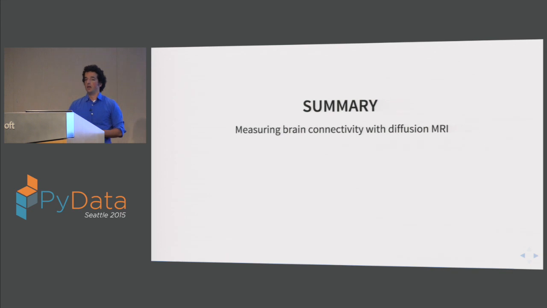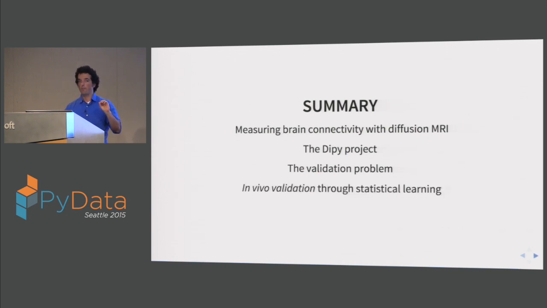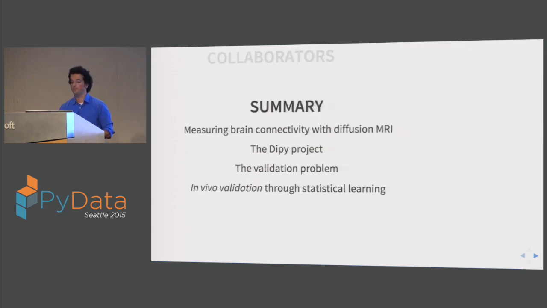To summarize, I've told you today how we measure brain connectivity using diffusion MRI. Told you a little bit about the DiPy project that we're using in order to analyze these data. In particular, I've focused on the validation problem and this notion of in vivo validation, how we're using statistical learning in order to validate the models that we estimate for connectivity of different parts of the brain.